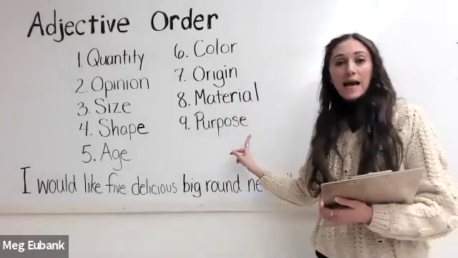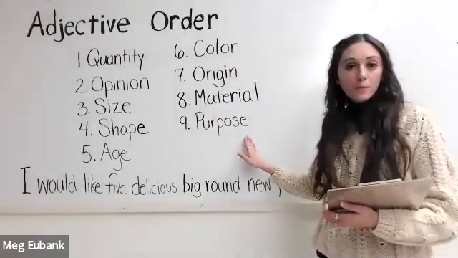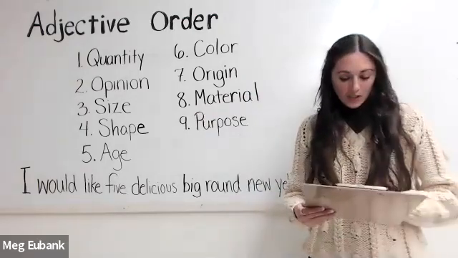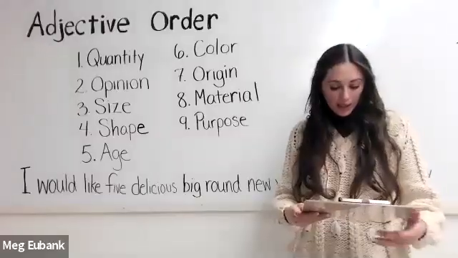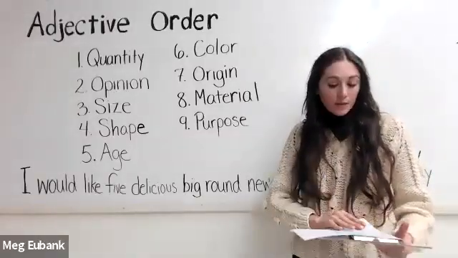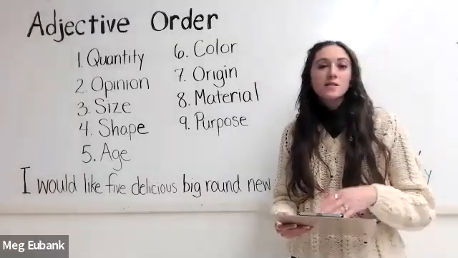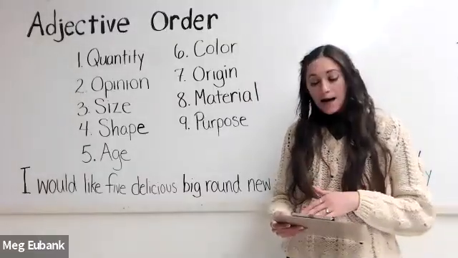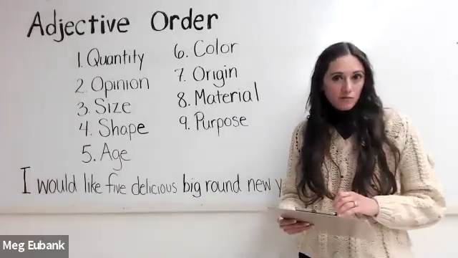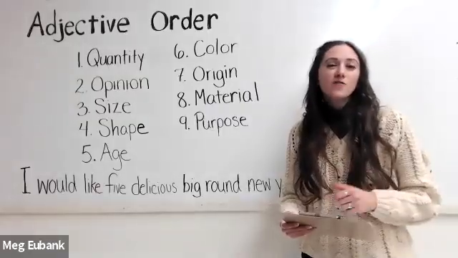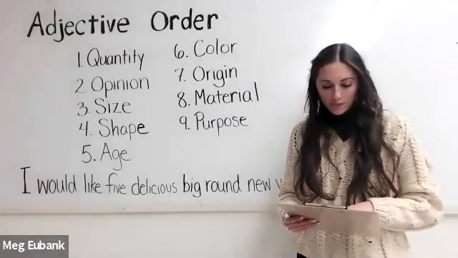And then the very last thing in your list of adjectives would be the purpose of the item. So purpose would be something like cooking or cleaning or hammering or sleeping. And the last adjective in that order is often considered part of the noun. It usually references what the item's used for. It also often has ing, but does not have to end in ing.